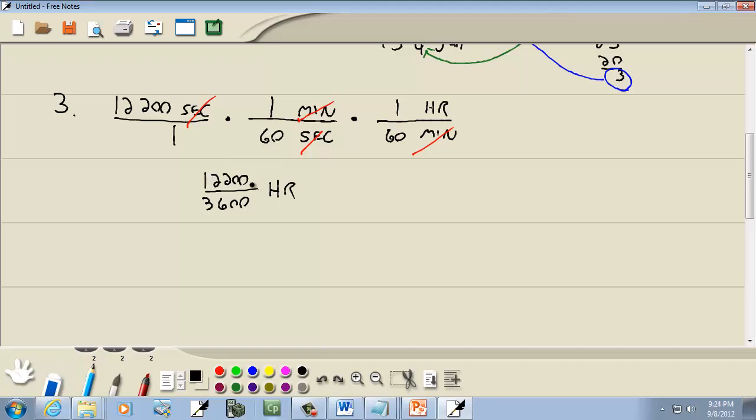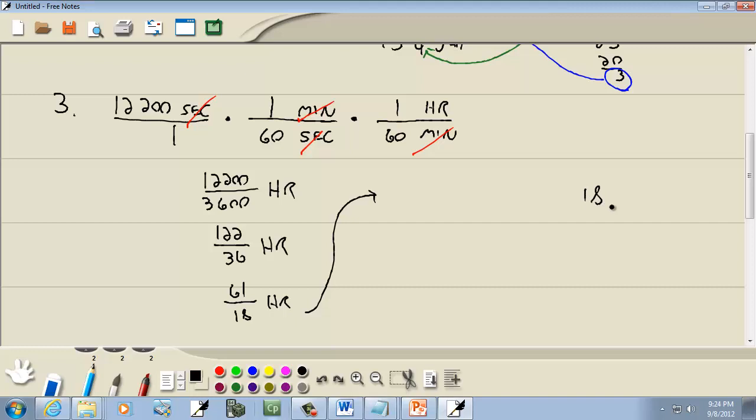Actually, that reduces, doesn't it? See how they both end with 2 zeros? I can divide top and bottom by 100. So that gives me 122 over 36. Those are still both divisible by 2, so that gives me 122 divided by 2 gives me 61. And this gives me 18 hours.